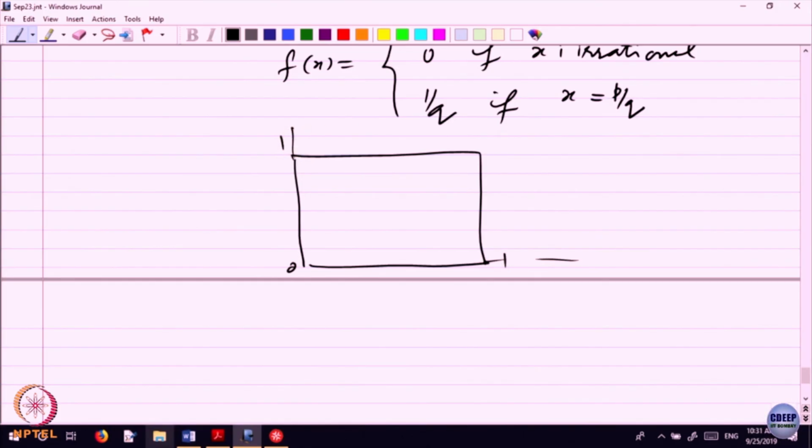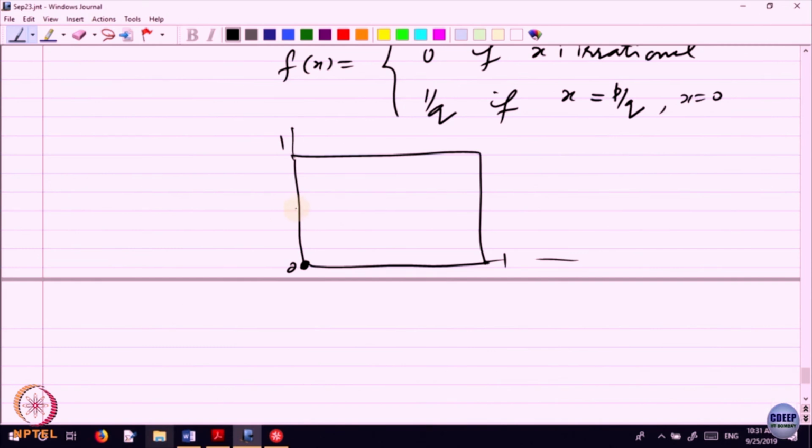Let us see, when x is 0, this is not defined, right? P by q, the denominator could be anything. So let us say for x equal to 0 the value is 0. For every irrational the value also is 0. Or you can put the value at 1 also as 0 if you like, it doesn't matter much actually.